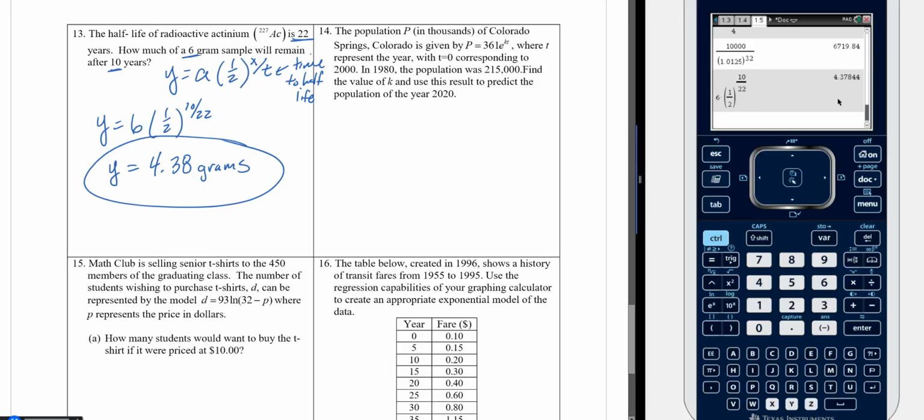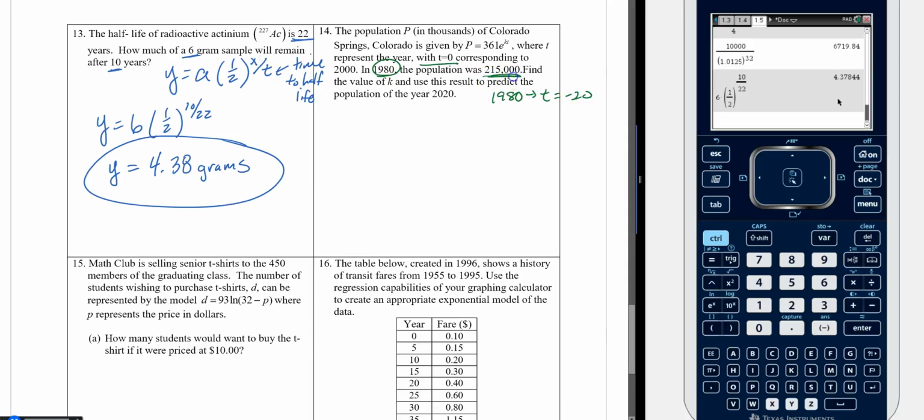The population in thousands of Colorado Springs is given by P equals 361 e to the kt, where t is the year, t equals 0 is 2000. In 1980, the population was 215,000. Find the value of k and use this result to predict the population of the year 2020. So let's see. If 0 represents 2000, then 1980 would be a t value of -20 because we're going backwards.